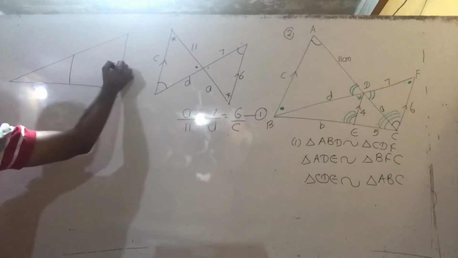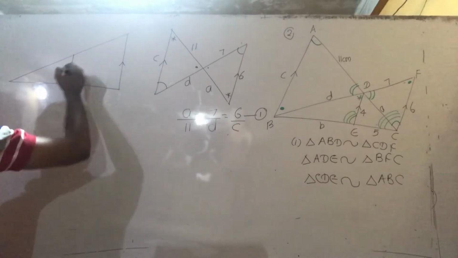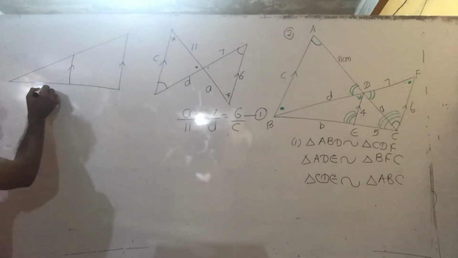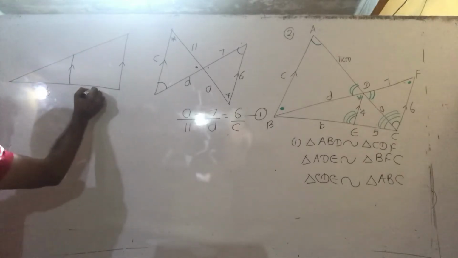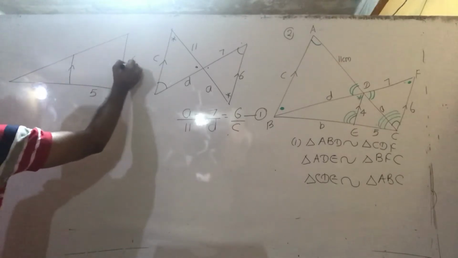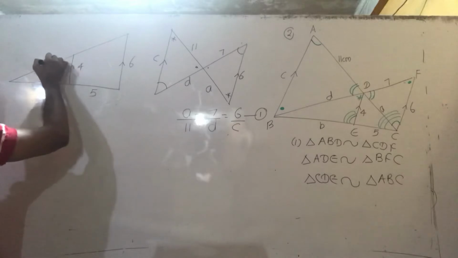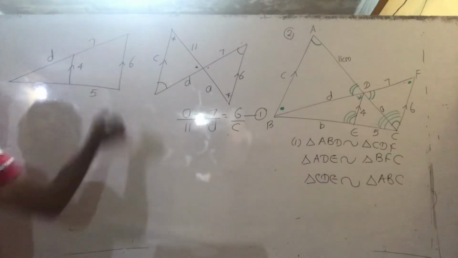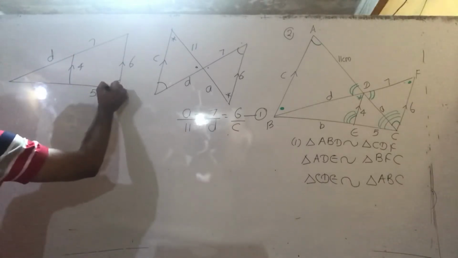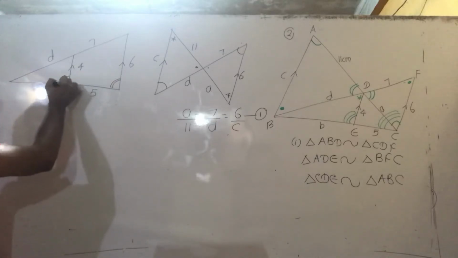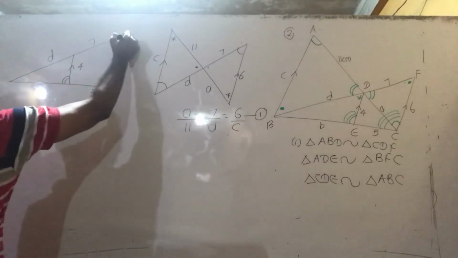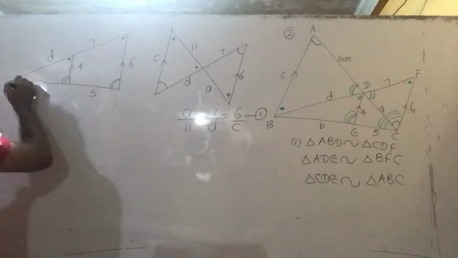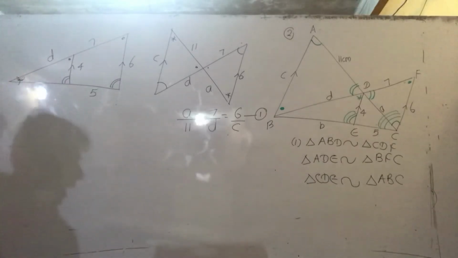See clearly what the parallels are, and according to that, find the unknowns. Let's say here B, here 5, here 6, here 4, here D, here 7. You know this angle equals this angle, corresponding angles. This angle equals this, and this also acts as a common angle.